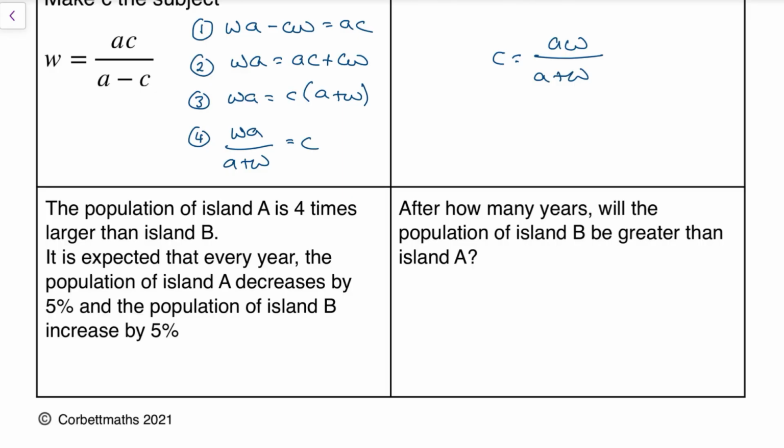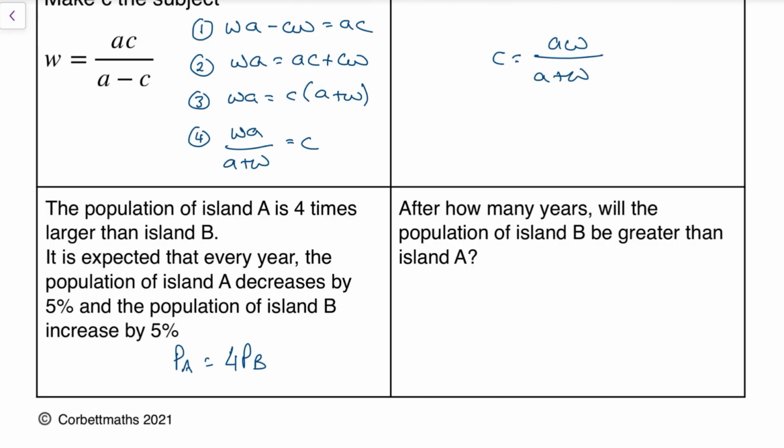Okay, so let's try and do this as we go. So population of island A equals 4 times the population of island B. It is expected that every year the population of island A decreases by 5% and the population of island B increases by 5%. Yeah, nice question. After how many years will the population of island B be greater than island A?